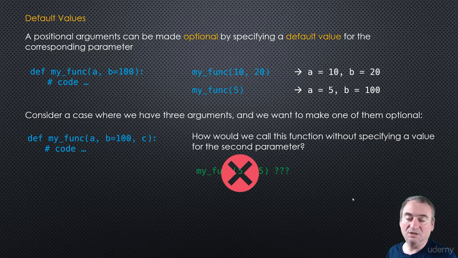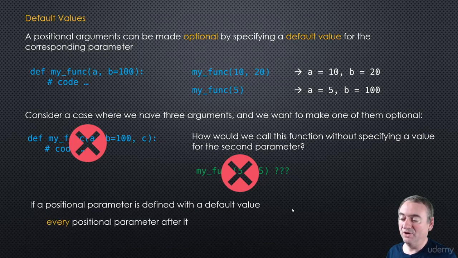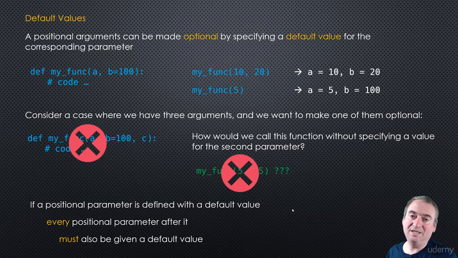So in fact, this doesn't work at all. It won't run, right? You'll get an exception. And in fact, you can't define a function this way either. That will also result in an exception. What you have to do, the rule is that if a positional parameter is defined with a default value, then every positional parameter after it must also be given a default value. In other words, if you start putting a default value on b, then you also have to specify a default value for c. Now, you can make the default value equal to None, if that's what you want, but you still have to specify it.